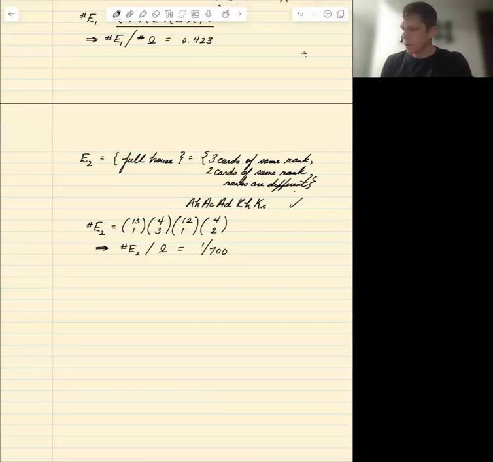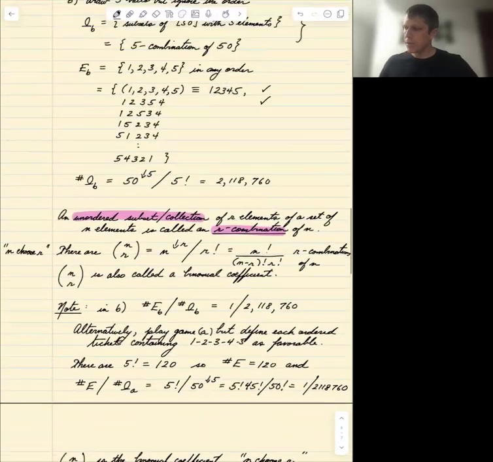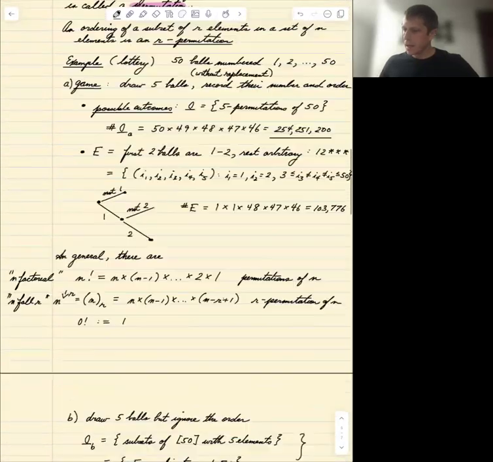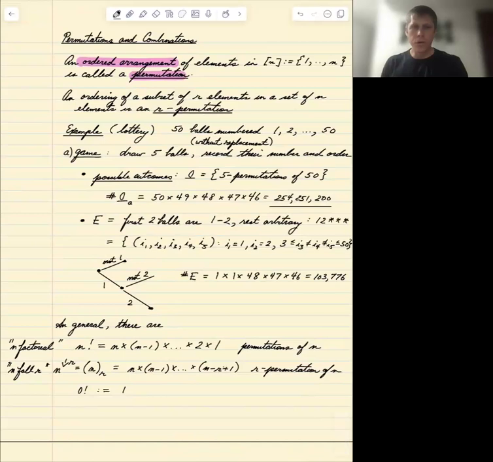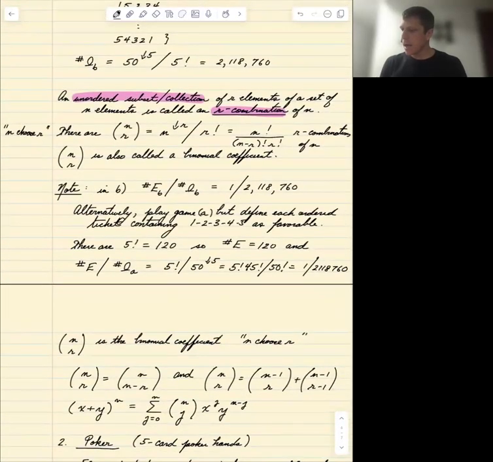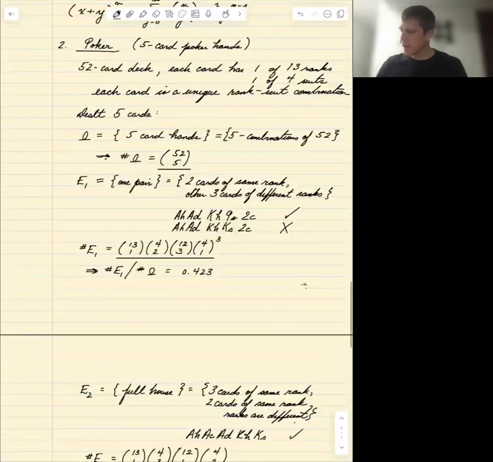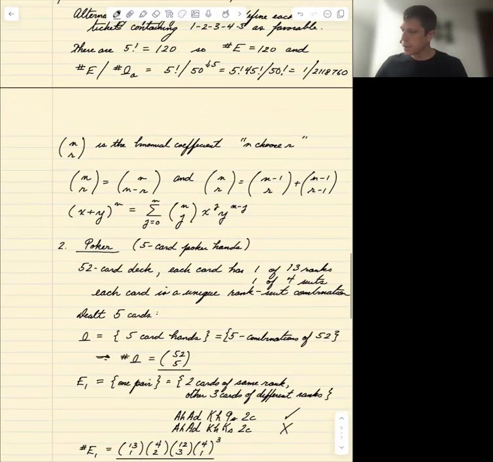Okay, so we've talked about permutations and combinations. Just to review that, an ordered arrangement of elements is a permutation, and an unordered arrangement is a combination. And we also defined the binomial coefficients, n choose r in this case, which were used to count combinations.